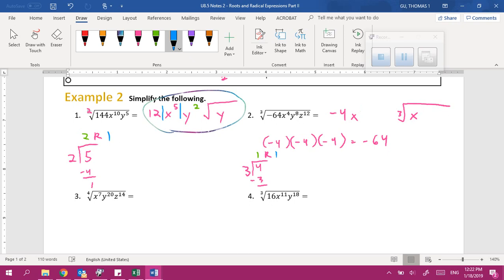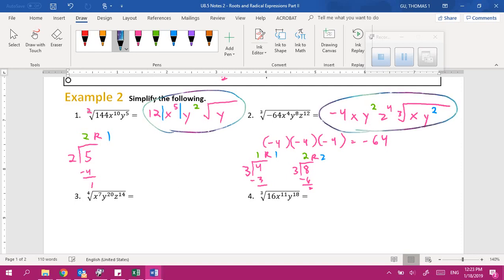Okay? Next, does 3 go into the 8 evenly? So let's see. 8, 3, how many times does it go? Twice. And what's the remainder here? Remainder 2. So what am I going to write then? Y squared. And then on the inside? Just y. Okay. And then what about the z term? Z to the 4th. Anything left on the inside? No, because it divided perfectly. And there we go.